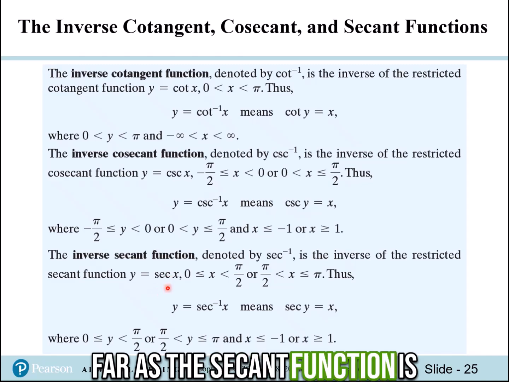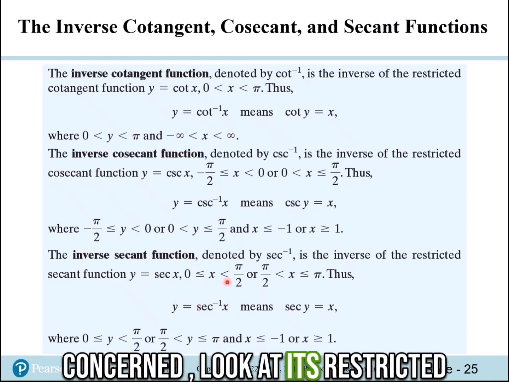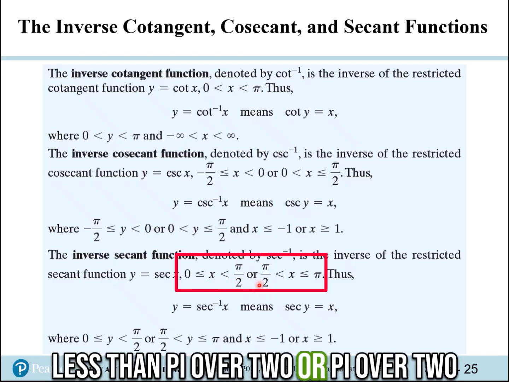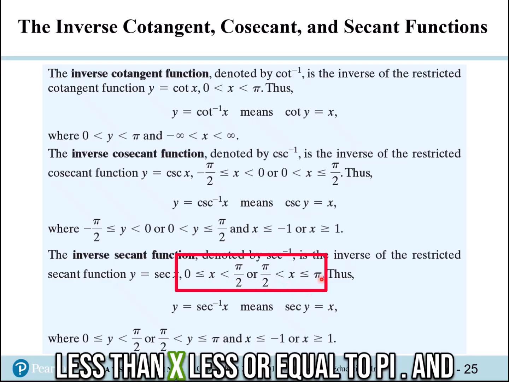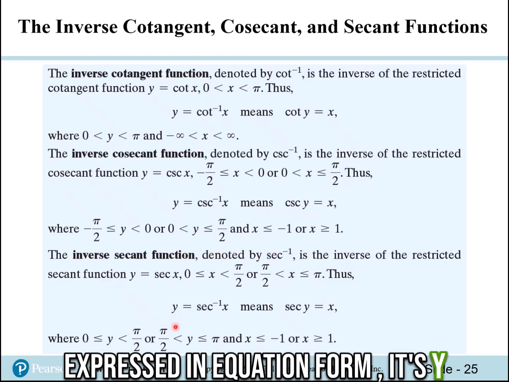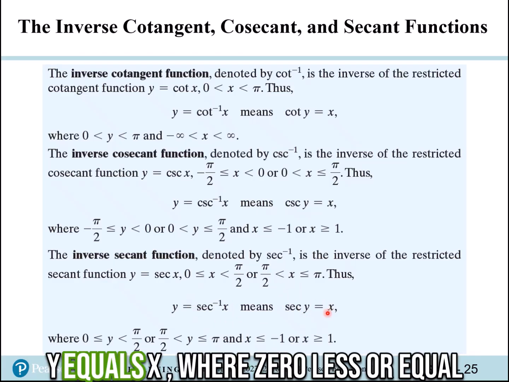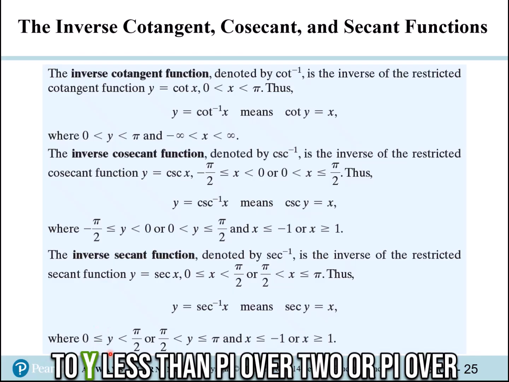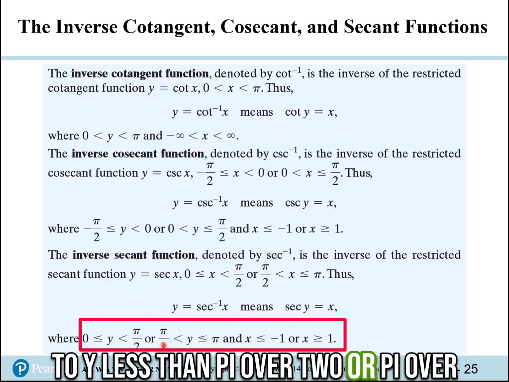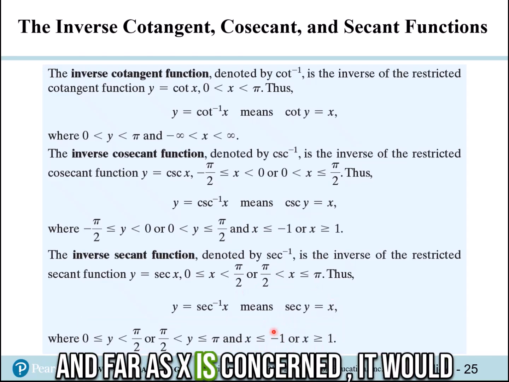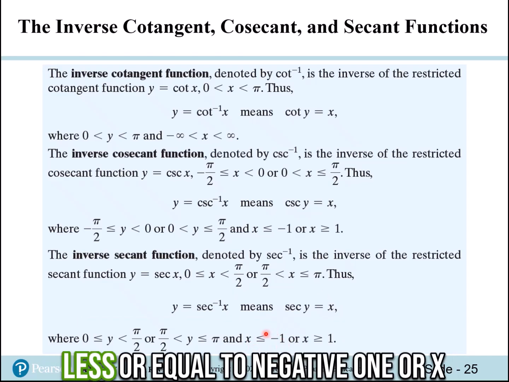As far as the secant function is concerned, look at its restricted domain. It's 0 less than or equal to x less than π/2, or π/2 less than x less than or equal to π, and expressed in equation form, it's y equals inverse secant of x, means secant of y equals x, where 0 less than or equal to y less than π/2, or π/2 less than y less than or equal to π. And as far as x is concerned, it would be x less than or equal to -1, or x greater than or equal to +1.